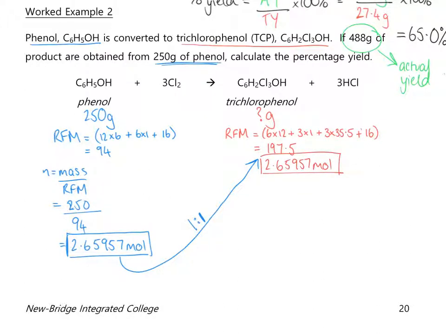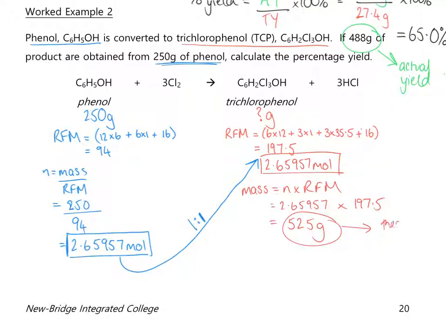I need to convert that back to mass, and I use the equation mass equals N times RFM, this time using the RFM of trichlorophenol. So that's going to be 2.65957. Try and keep it in your calculator if you can. And times by 197.5, the RFM that we worked out earlier. That gives us a theoretical yield of 525 grams. So if we circle that and write that that's our theoretical yield.